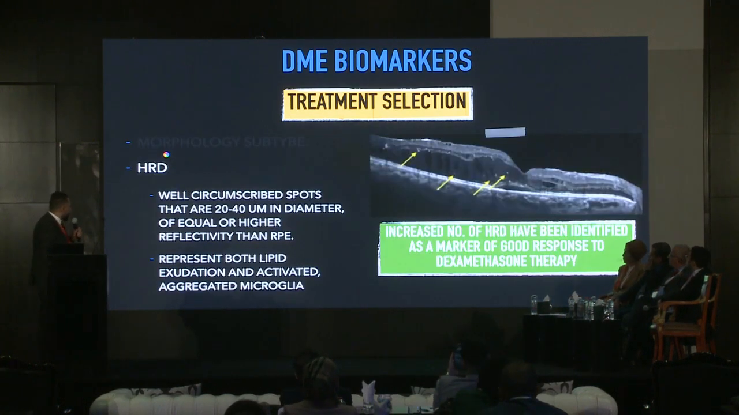When you see these hyperreflective dots, they are well-circumscribed spots with higher reflectivity than the RPE. This represents lipid exudates and activated aggregated microglia. When you see these dots in your OCT, that means it's a chronic pathology and these are inflammatory markers, okay? So in these cases, it can be managed well by a steroid.